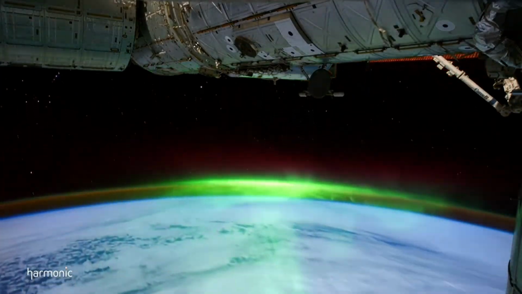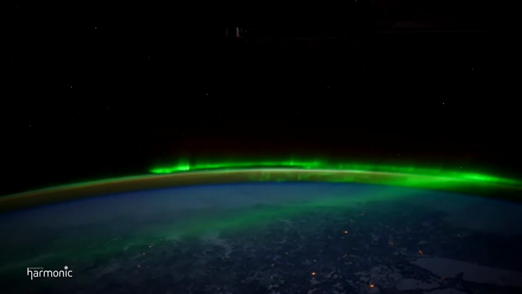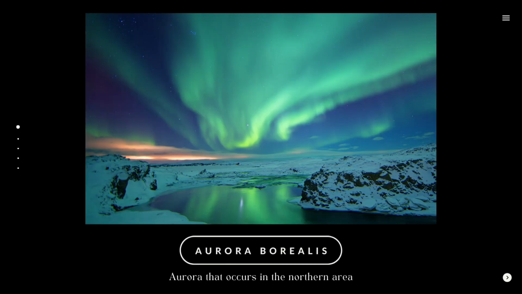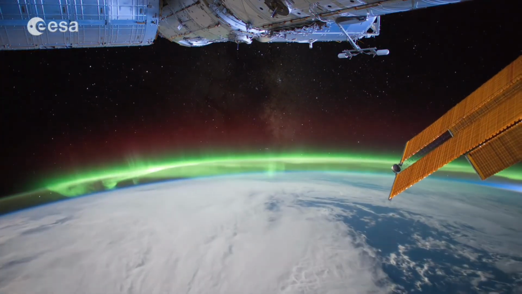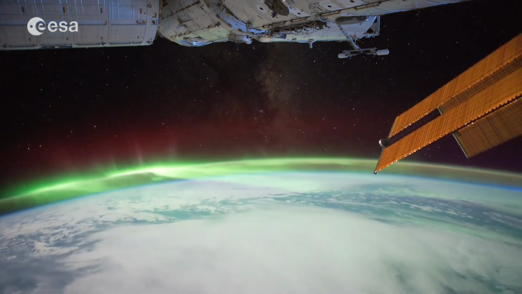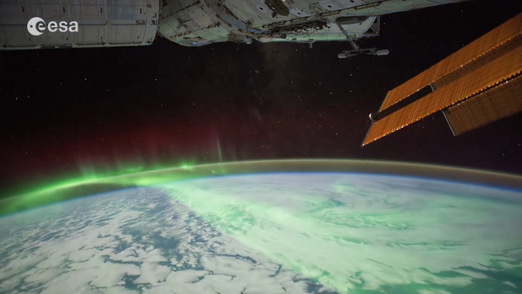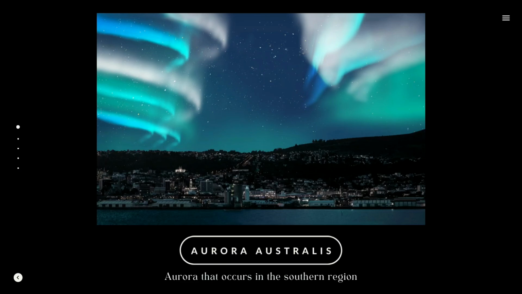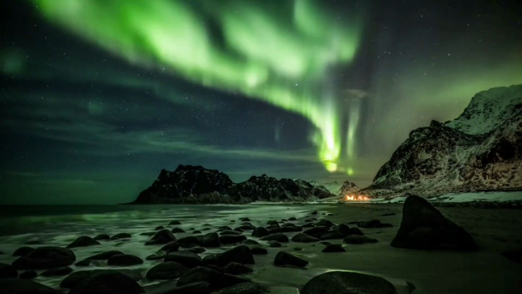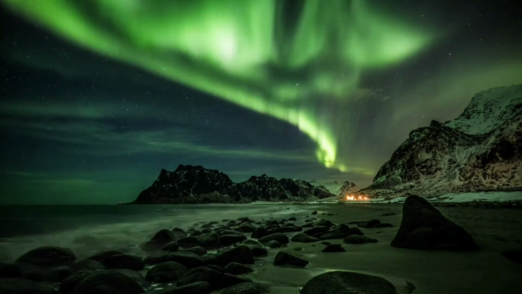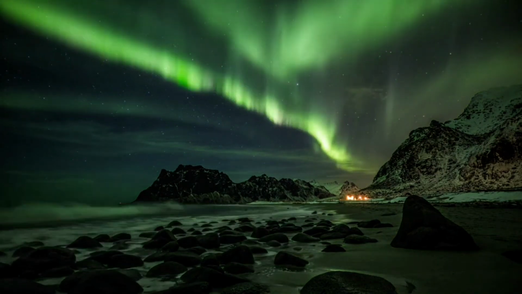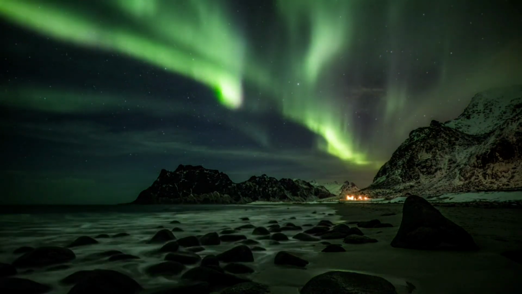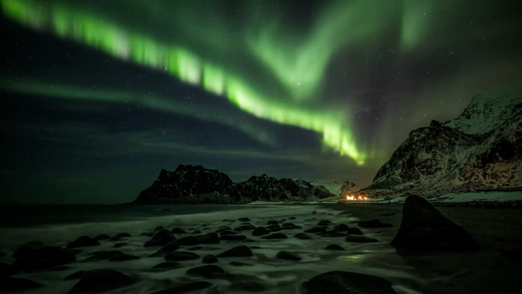Aurora is divided into two types. One is the aurora that appears in northern skies, called aurora borealis or northern lights, and the second is auroras that appear in southern skies, called aurora australis or southern lights. The term aurora is taken from the name of one of the goddesses of Roman belief, while the term borealis comes from Boreas, meaning north wind in Greek.